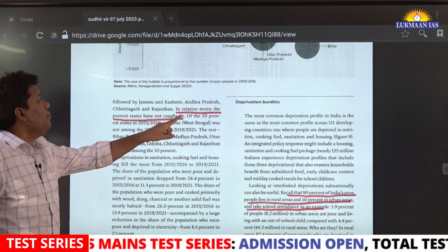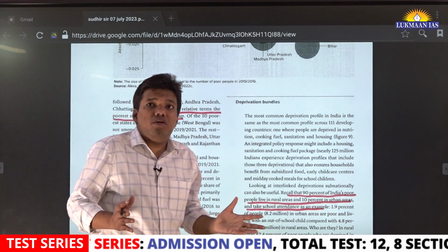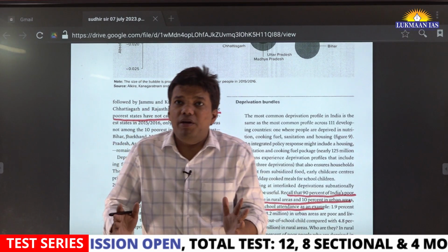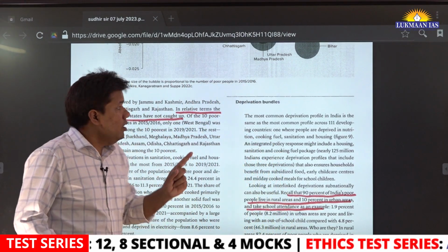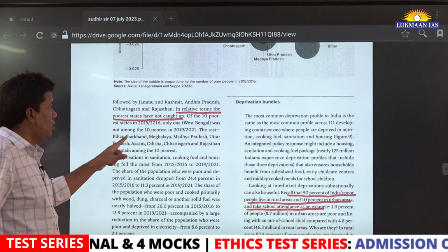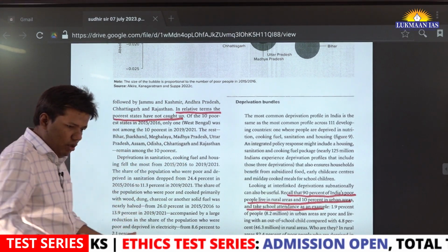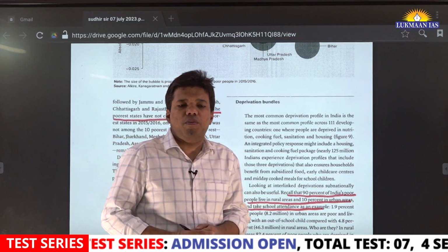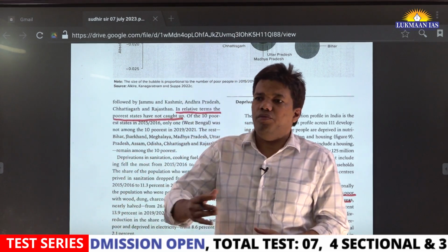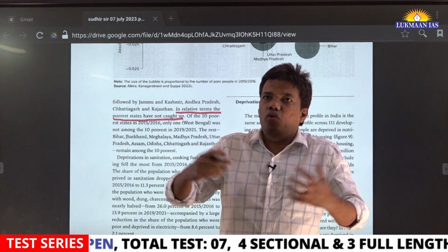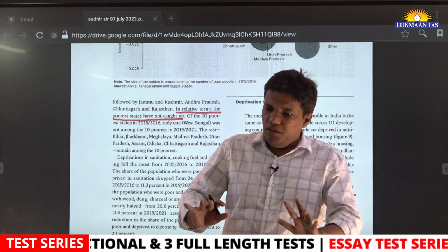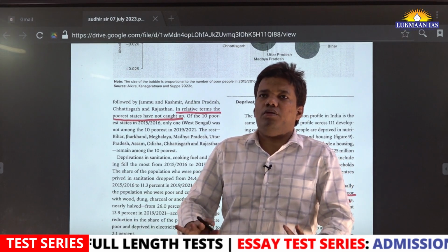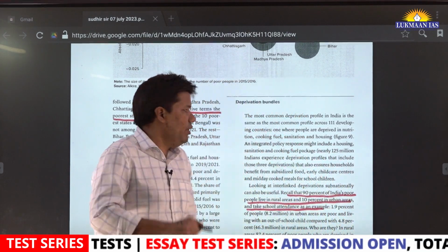So this is one thing. But in relative terms, see, again there are two things: the absolute measurement of poverty and the relative measure. So in relative terms, the poorest states are not doing well. But in absolute measure, let's say there were 10 million poor people in Bihar. Out of that, 5 million have come out of poverty. But in terms of overall wealth, overall prosperity, in that parameter, the poorest states are still not doing very well. Fine.